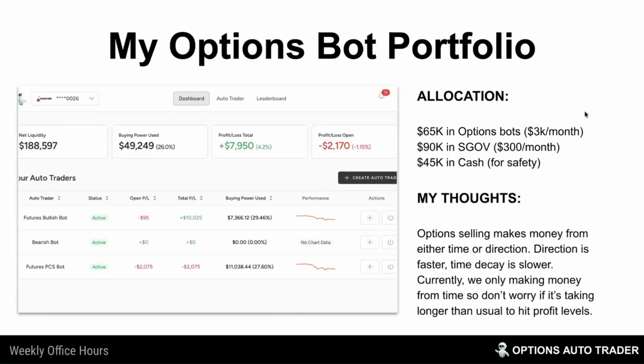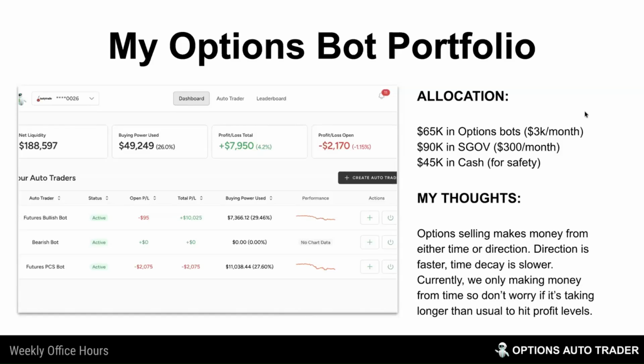So here are my thoughts. We typically use our options bot portfolio to profit in all directions. Now, we mainly use option selling strategies. When you are an option seller, you make money from one of two ways. You make money from either time decay or direction, right? If we're trading our bearish bot or bearish strategies, those only make money when the market drops. Our bullish bots really only make money quickly when the market goes higher.